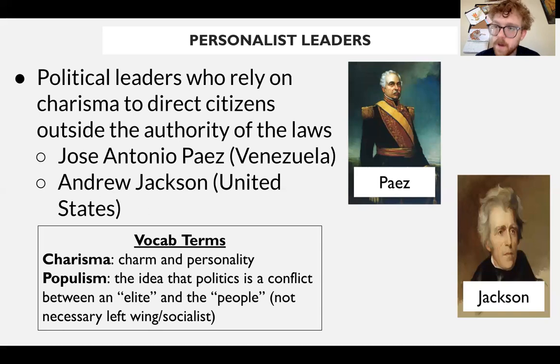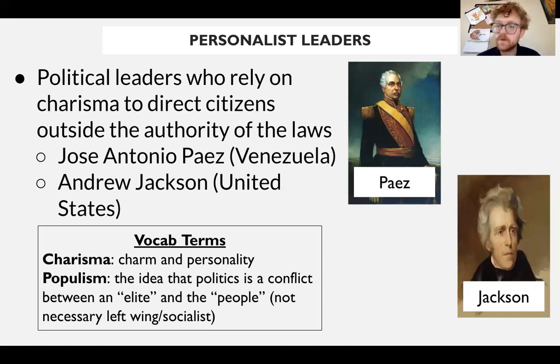And you'll learn more about him in your AP US history class. A lot more about him. Well, let's get a brief overview. So Jackson was, like Paez, born poor. He was born in the frontier. He was born in modern day South Carolina, but he's most associated with Tennessee.